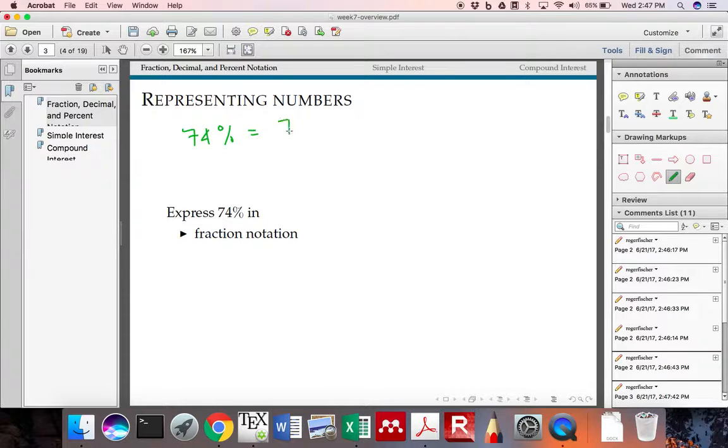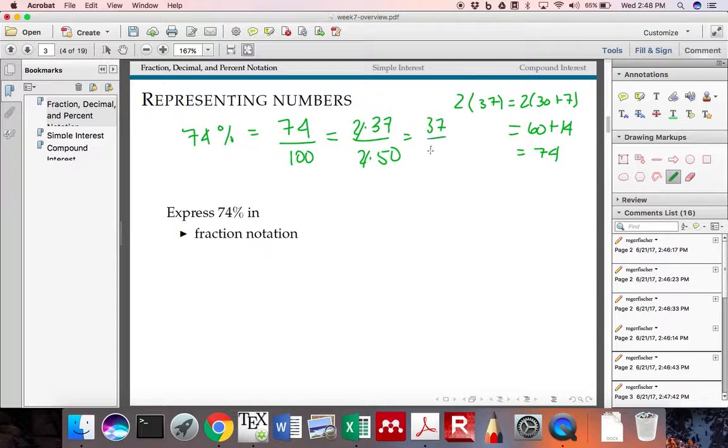Now, let's talk about this. 74%, as you may recall, means 74 divided by 100. And that's a fraction. If you want simplest form, you can factor this 2 times, 37, I believe? 37. 37 times 2 is 74. And here's a way to see that. 37 equals 2 times 30 plus 7. That's 60 plus 14. 74. Woohoo! 2 times 50 equals 37/50.